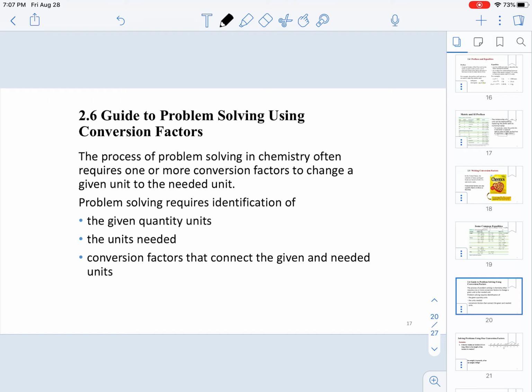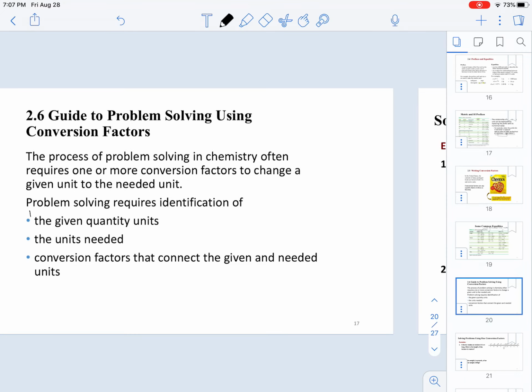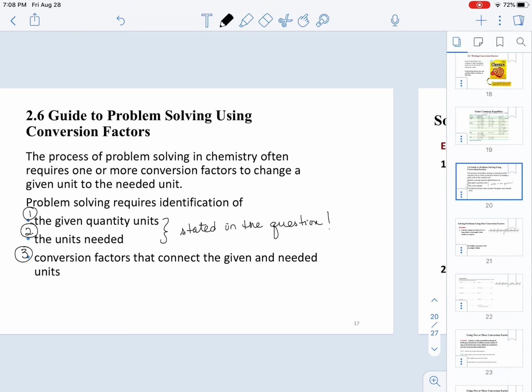So these are the guides to problem solving using conversion factors. As you can see, in the process of problem solving in chemistry, it requires at times one or more conversion factors in order to change from a given unit to a needed unit, okay? So the 3 things that you need to identify when you're trying to solve these problems are: number 1, understand what is the given unit. Number 2, understand what is the needed unit, and all of that is going to be stated in the question. Lastly, you need to find what is the conversion factor that is going to be connecting my given unit and the needed unit.